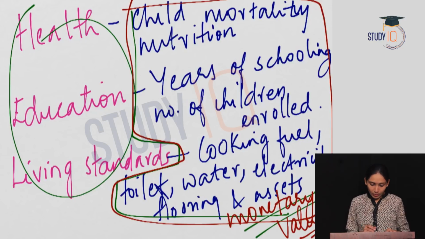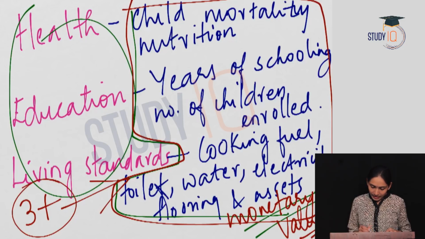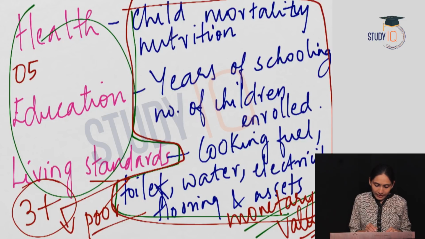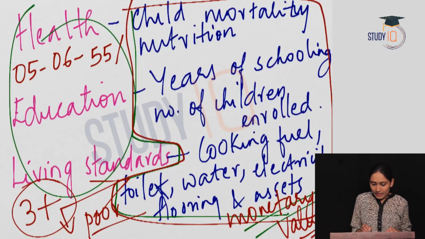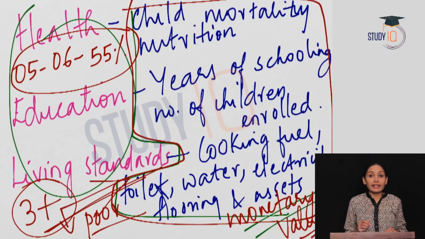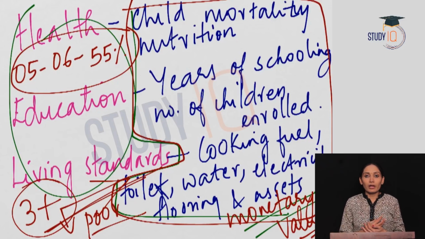So, any household deprived of 3 or more indicators is considered to be poor. During the year 2005-06, around 55% of Indians were poor according to this criteria. The criteria is that if 3 or more indicators are missing from any household, they are considered poor households.